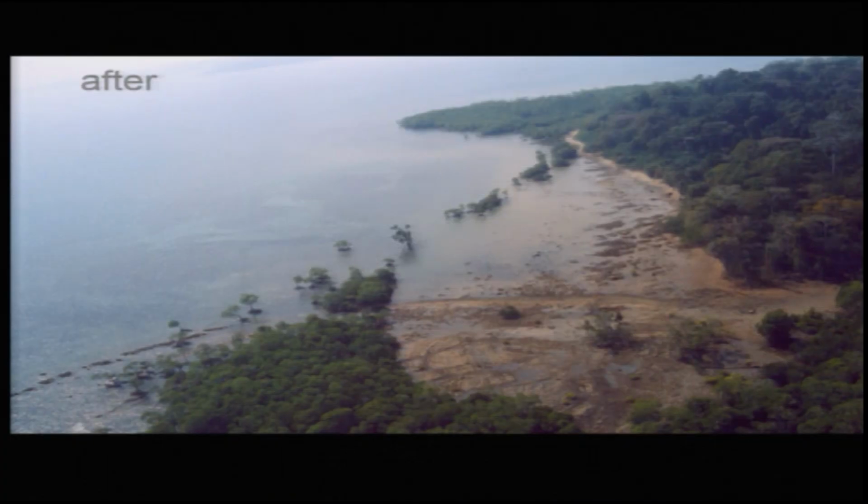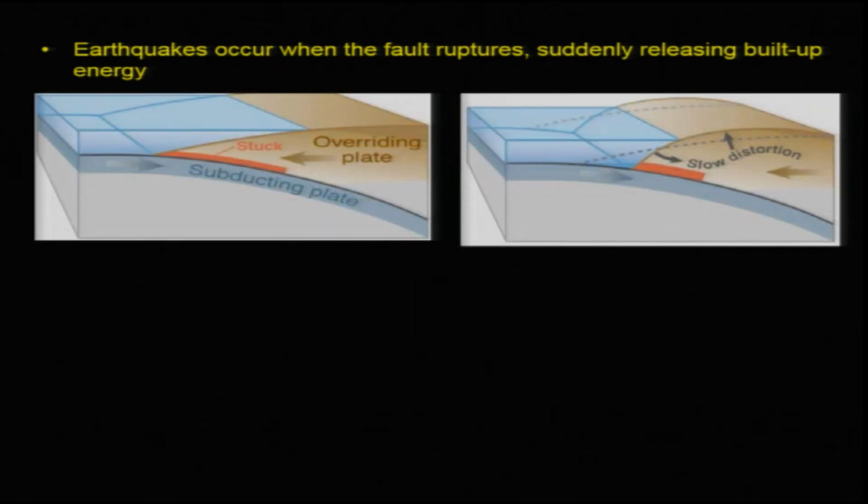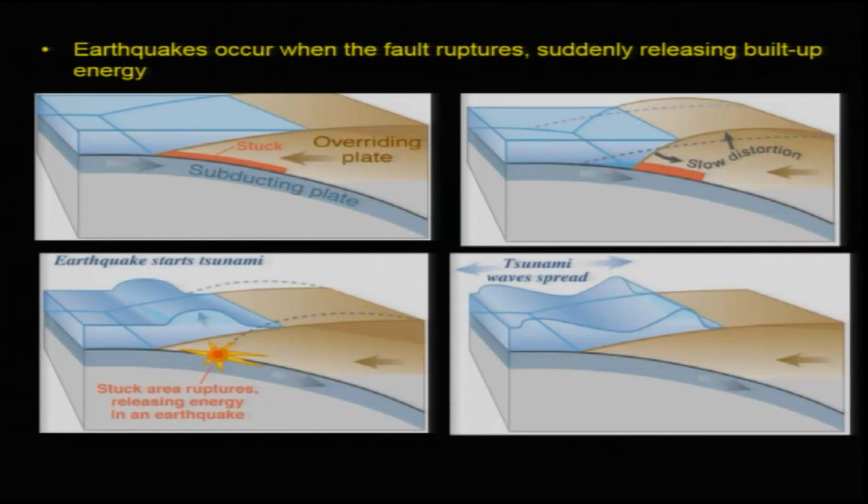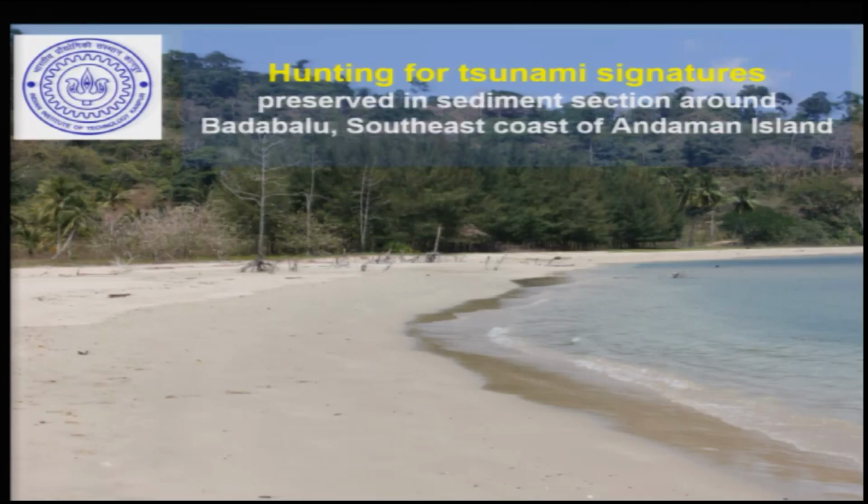So, subsidence was observed at different other places also along the east coast. Now, past earthquake signatures and sediment succession, usually we try to look for that. The earthquake occurs when, we have already discussed, so we will just move ahead. So, keeping this in mind, we started hunting for tsunamis preserved in sediment sections around Badabalu.